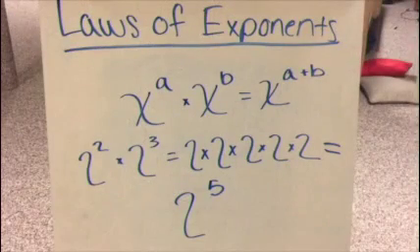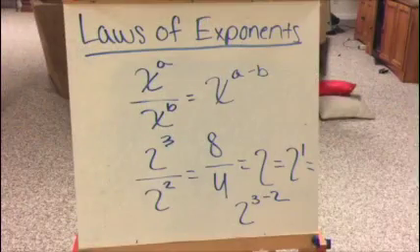The next law is x to the a times x to the b equals x to the a plus b. Now the two exponents are added because if you take this example, 2 to the second times 2 to the third, that example is basically saying that 2 times 2 times 2 times 2 times 2, which is equivalent to 2 to the fifth, which is also equivalent to 2 to the second times 2 to the third, it is shown that the 2 and the 3 are added, which equals 5.